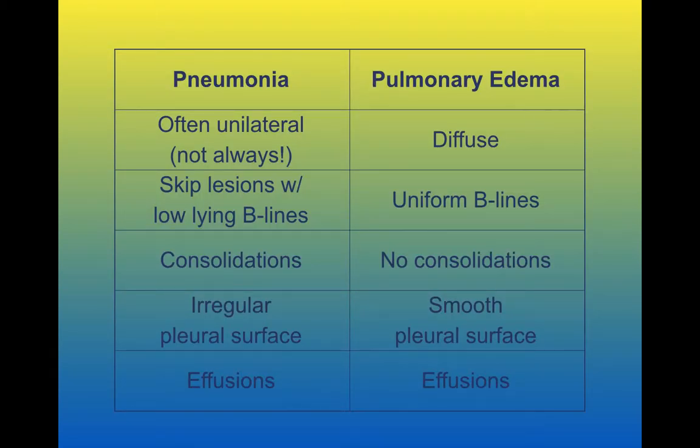Pneumonia review: often unilateral, not always. Skip lesions, which we saw, with low-lying B lines that we saw as well. Consolidations and an irregular surface. Both pneumonia and pulmonary edema can have effusions. Again, pulmonary edema will be diffuse, uniform, with typically a smooth pleural surface.